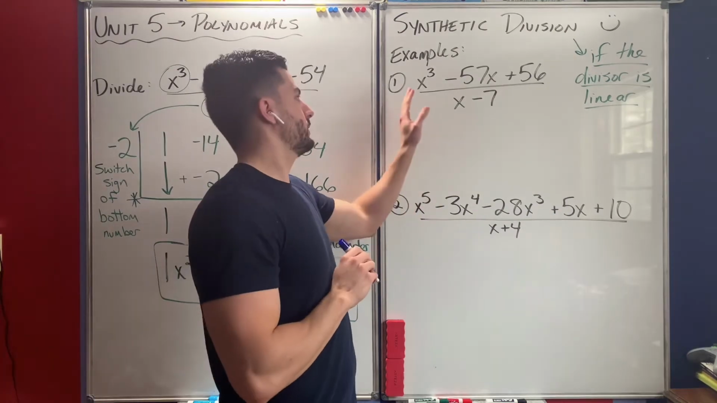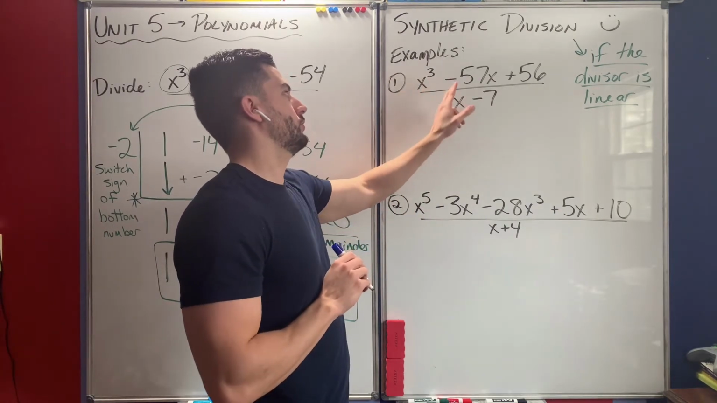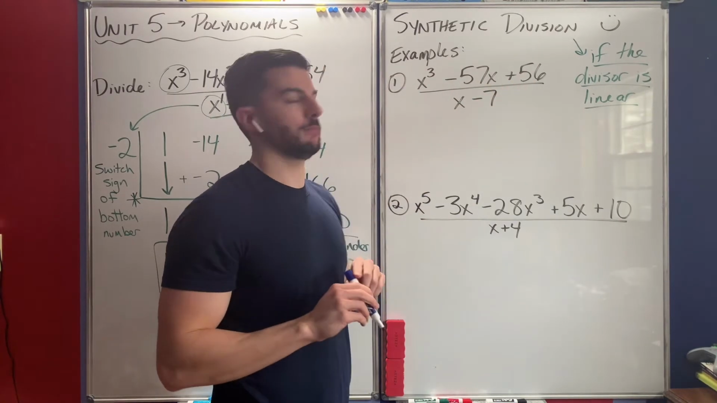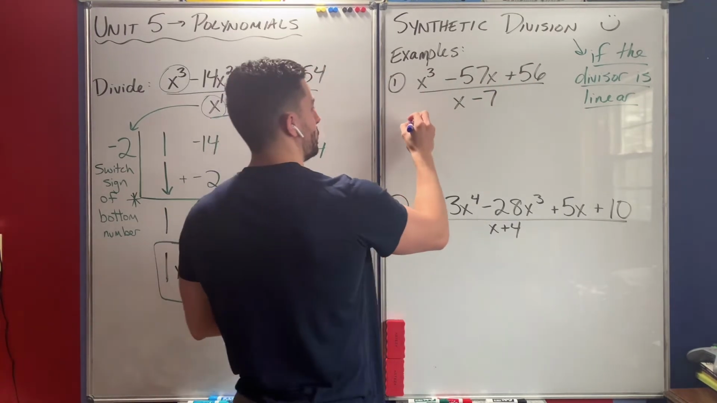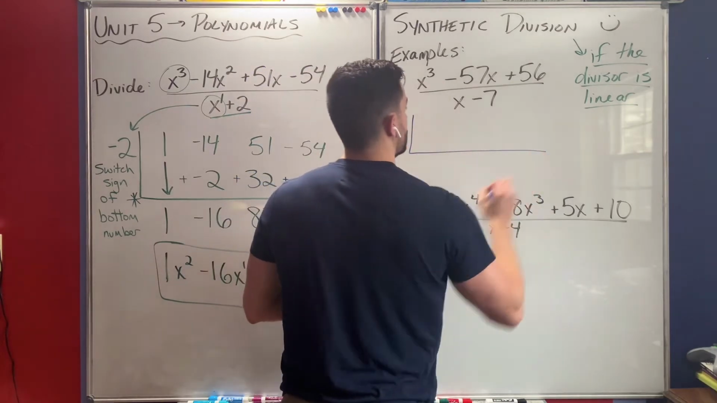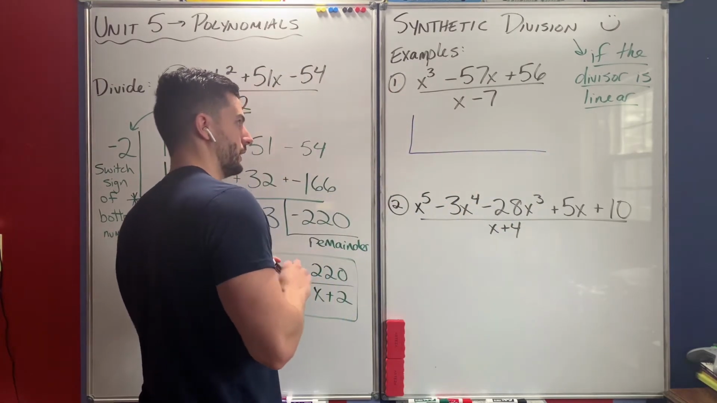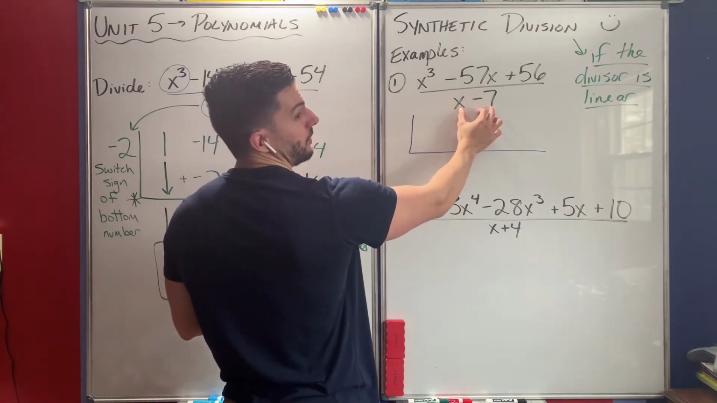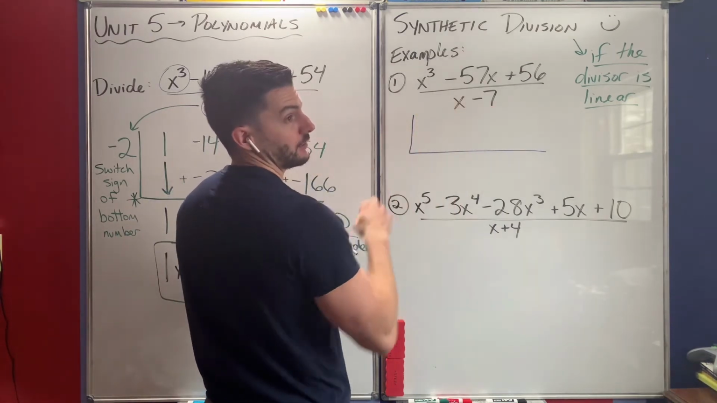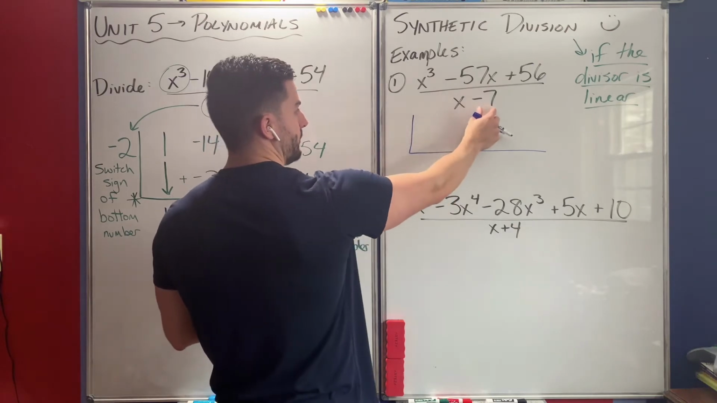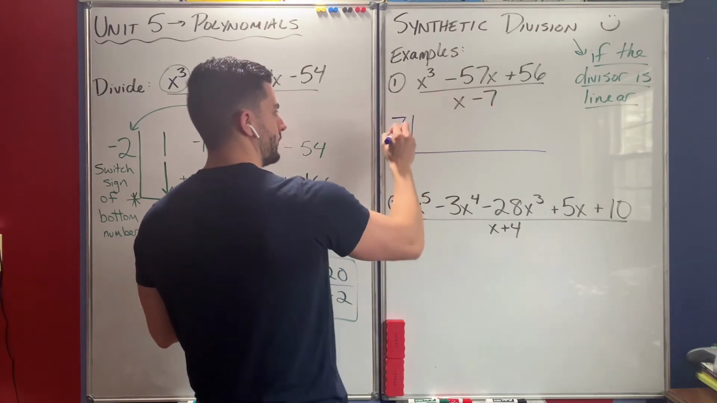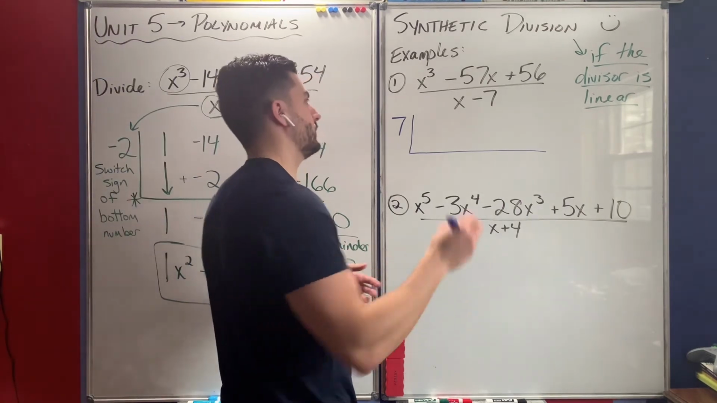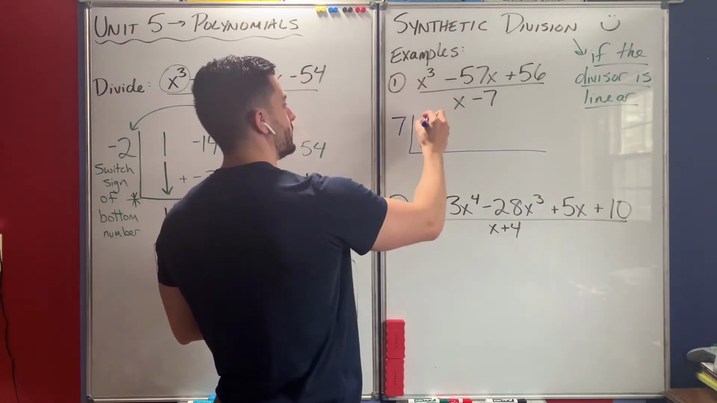Looking at the first of these examples, we have x cubed minus 57x plus 56. Again, we can set this up the same way. We have our little half box there. What's on the outside is the number on the bottom in the divisor with the sign switched. So if it's minus 7, it's going to be a plus 7 out there, or positive 7. And then from there, continuing to set up, I have my coefficients.